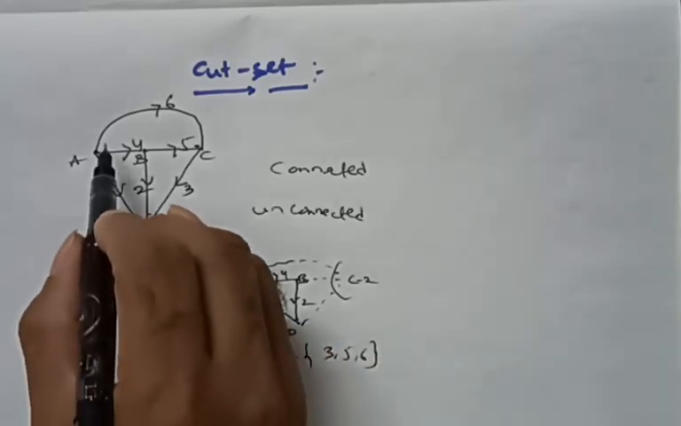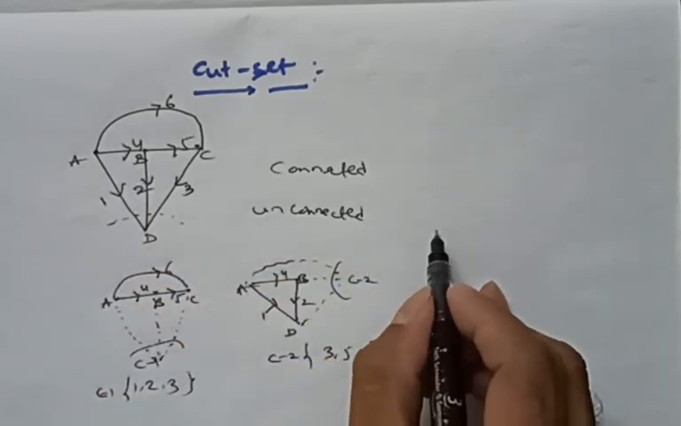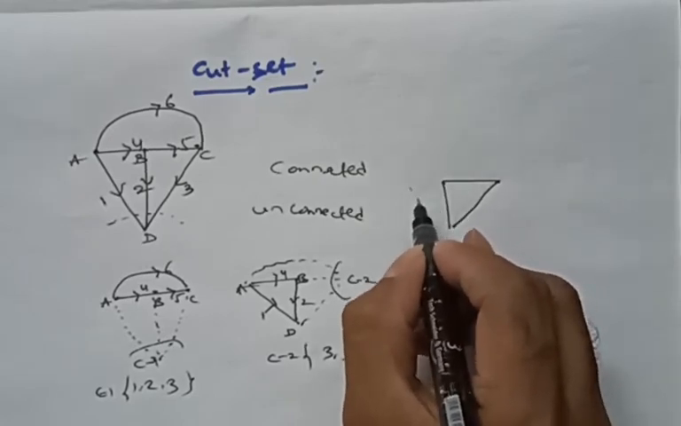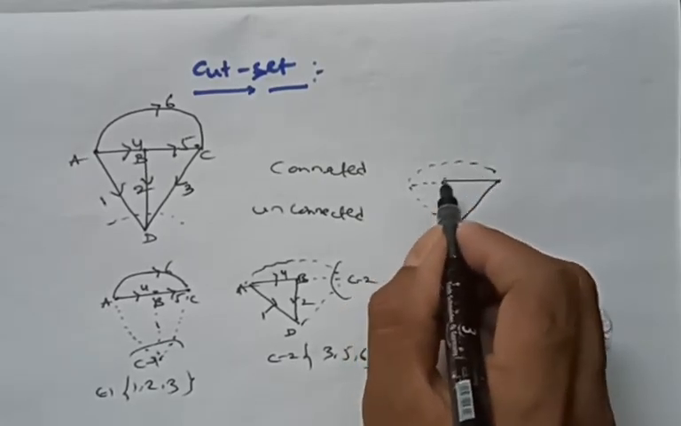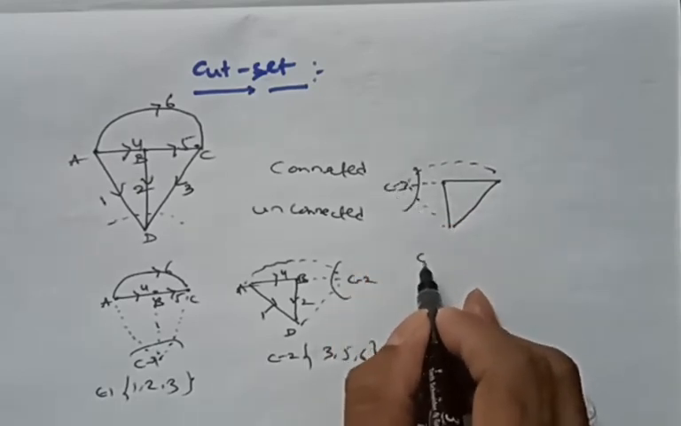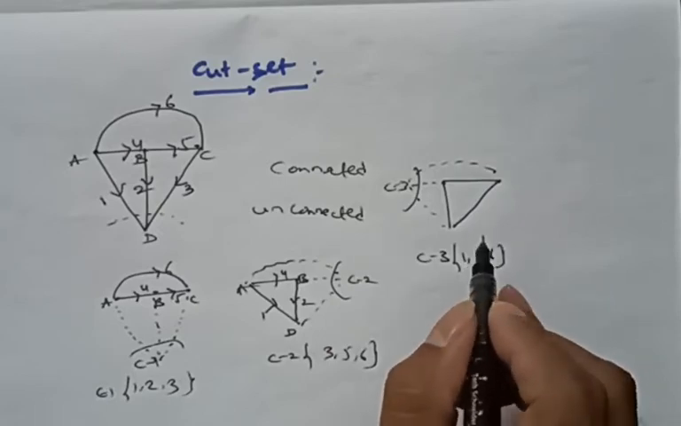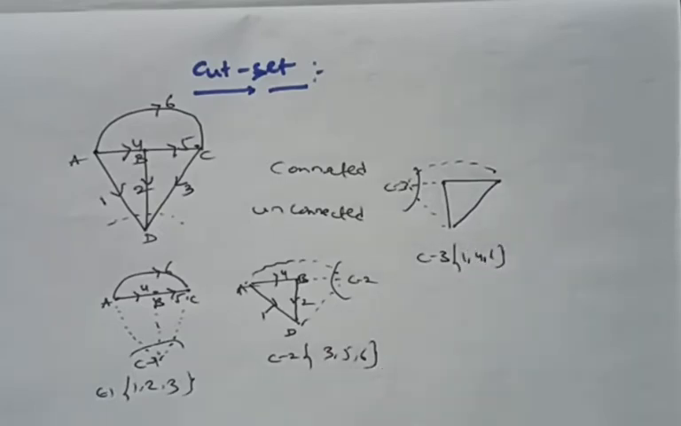Next, remove 1, 4 and 6. Then we will have the graph like this, and I am representing the branches which we removed with dotted lines. This we can say is cut set 3, where the branches are 1, 4, 6. Likewise we can form one more cut set 2, 5, and one more cut set 1, 2, 5, 6. Like that we can get a number of cut sets. But there is one condition.